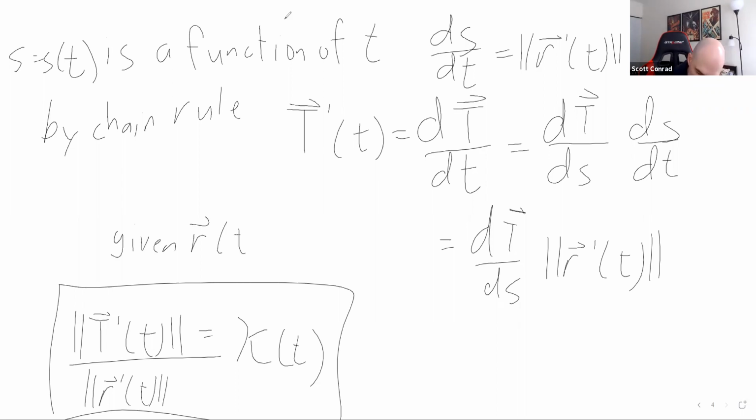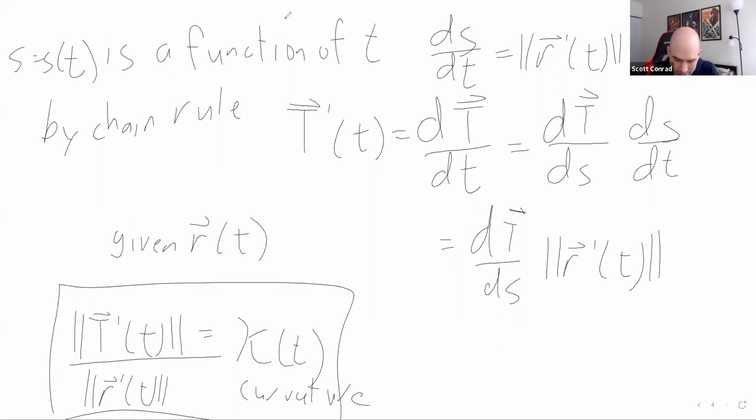So if you're given some parameterization for a curve r of t, this is the formula for the curvature given that parameterization. You find the unit tangent vector, you take the derivative, take the magnitude, divide by the magnitude of r prime of t. That's the formula for curvature. And that is a more useful one than the previous. So this can be used in any instance.